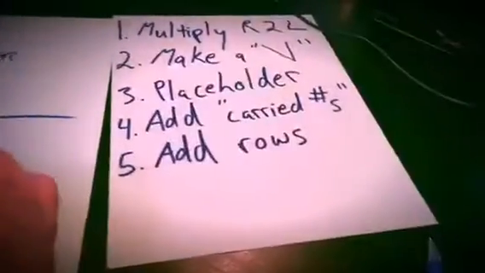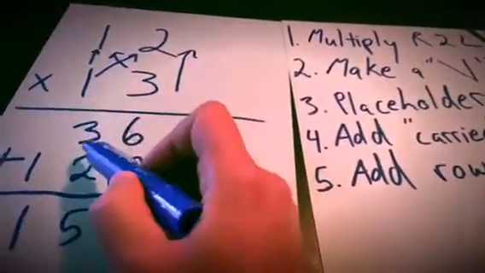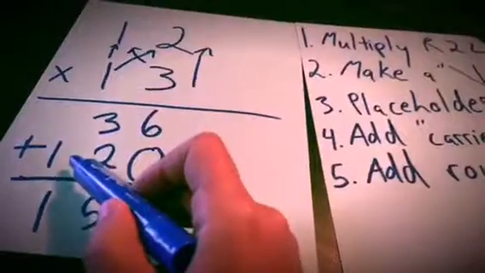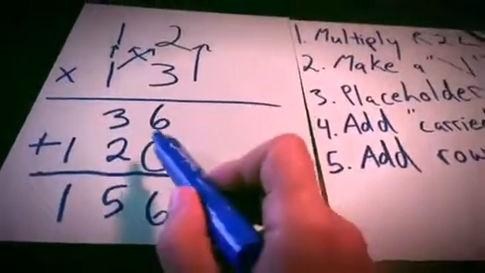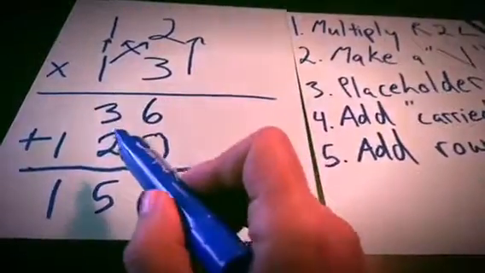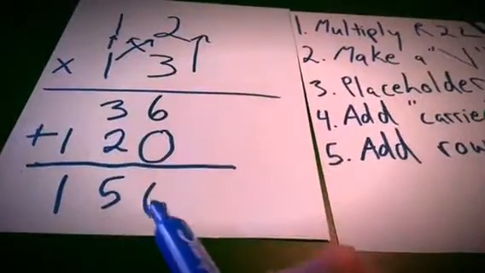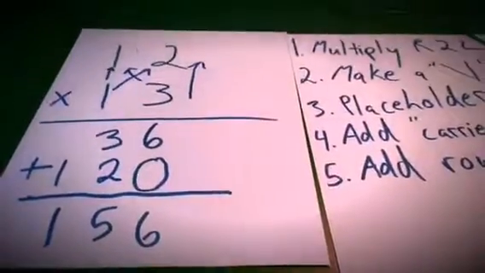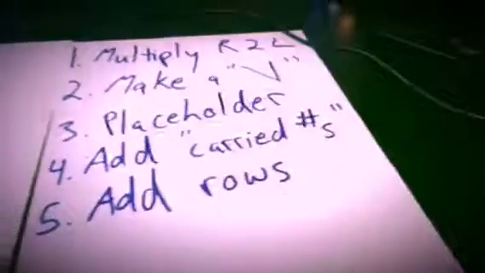Okay, I did not have any carried numbers. I multiplied again. 1 times 2 is 2, 1 times 1 is 1. Now I add these rows, so I made a line here. I added this, 6 plus 0 is 6, 3 plus 2 is 5, 1 plus nothing is 1. So your answer is 156. And that's how you get 12 times 3. And the same process will continue, whether you have 2 rows, 3 rows, 4 rows, it doesn't matter. You're simply following these simple rules, okay?